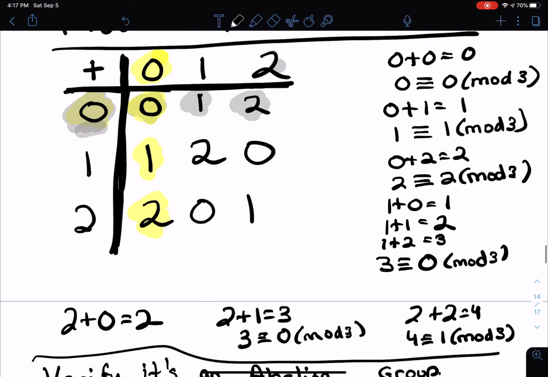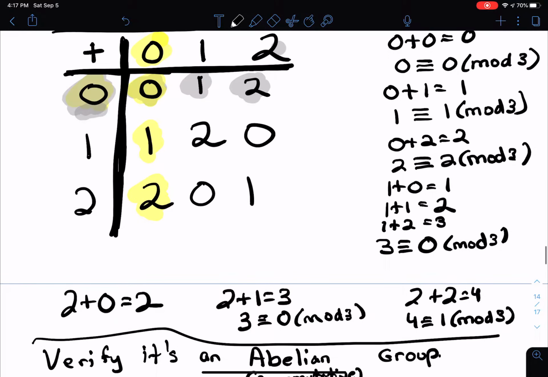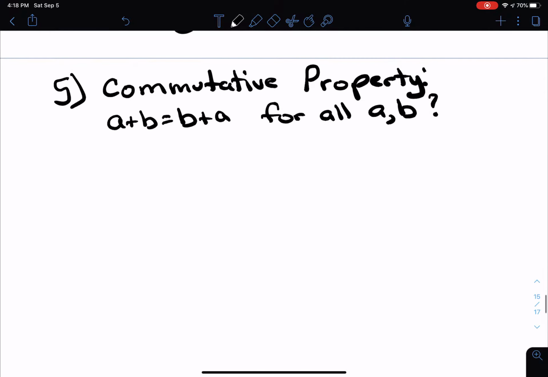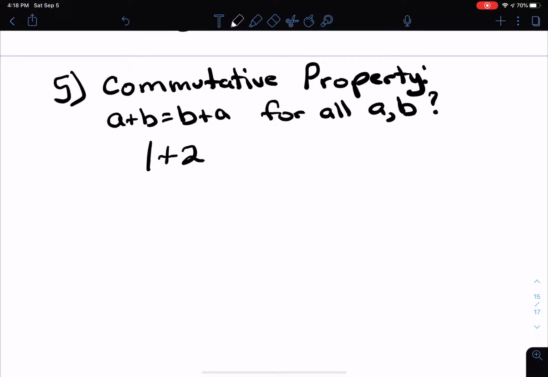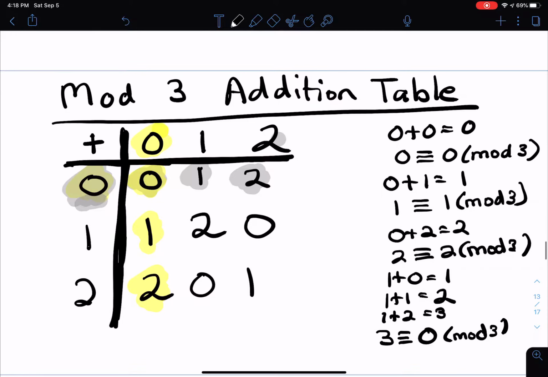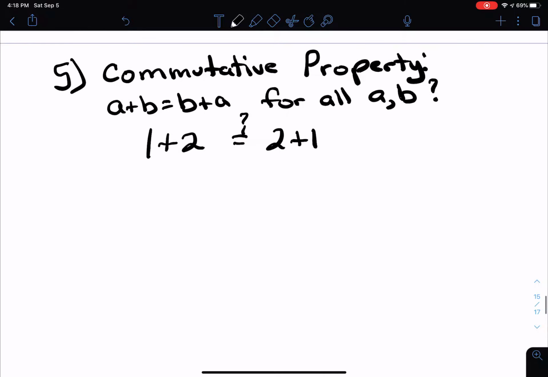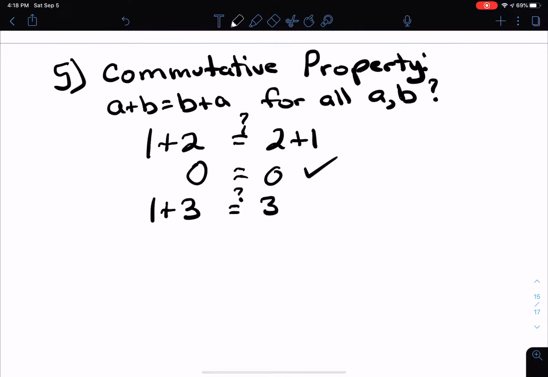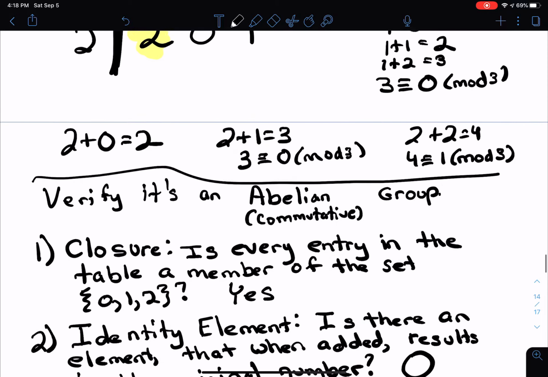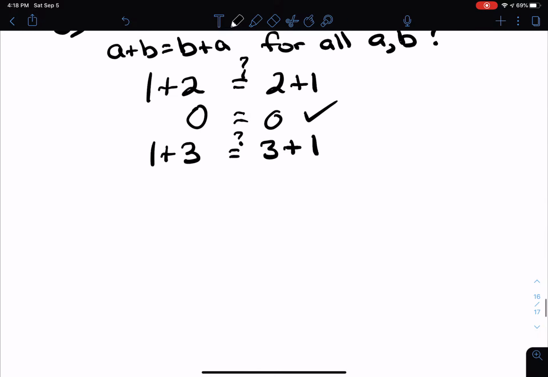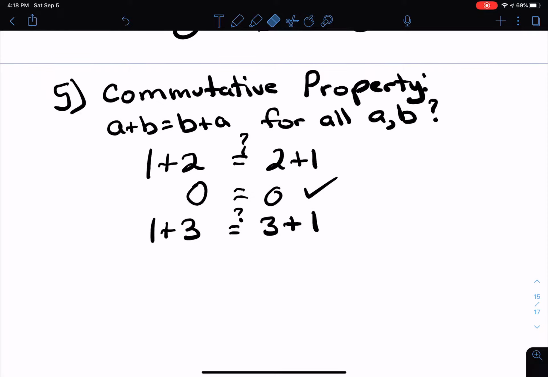Well, start taking a look at it. Let's say you do 1 plus 2. Can you do 2 plus 1 and get the same answer? If you do 1 plus 2, does that equal 2 plus 1? Let me look back up here. 1 plus 2 is 0. 2 plus 1 is also 0. And you could test that for every element. How about 1 plus 3? Does that equal 3 plus 1? Not 3, sorry. We're only doing 0, 1, and 2. Getting carried away. Let me erase that.